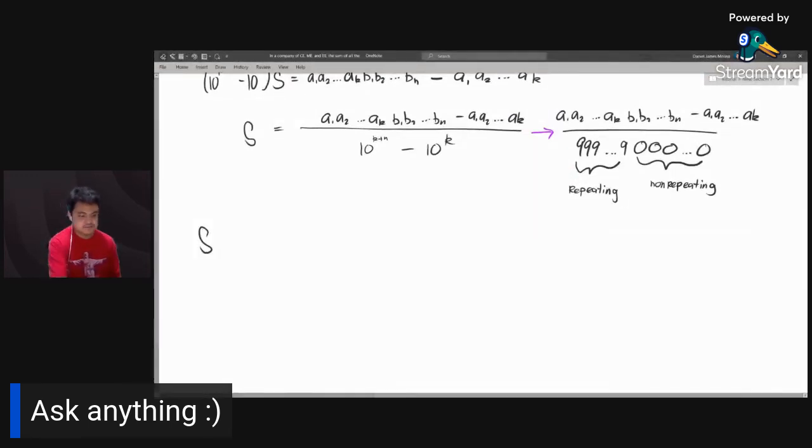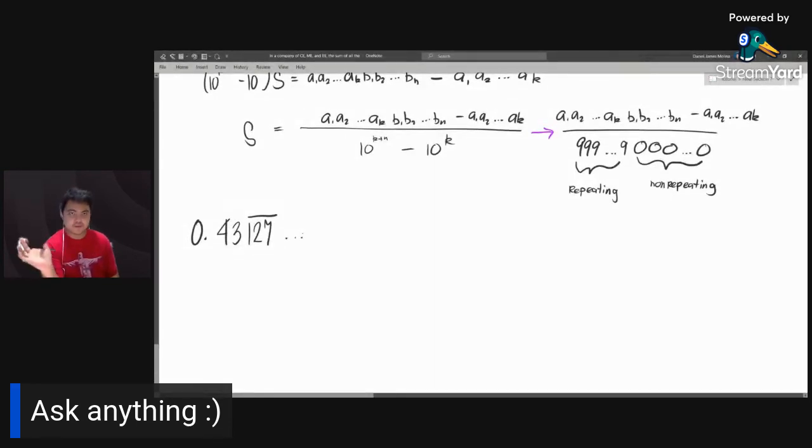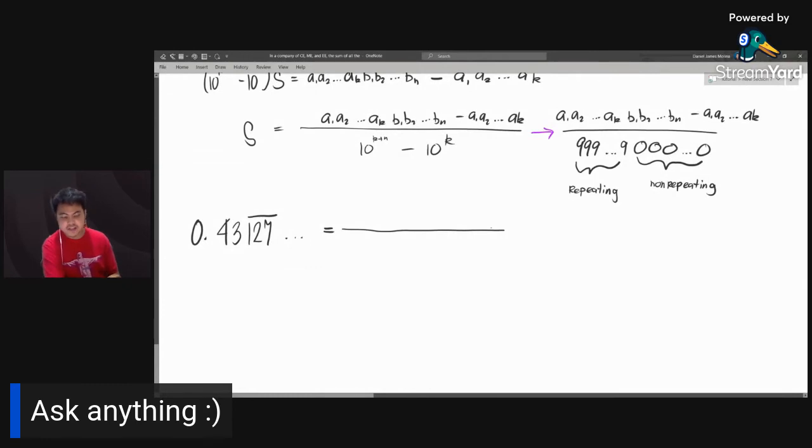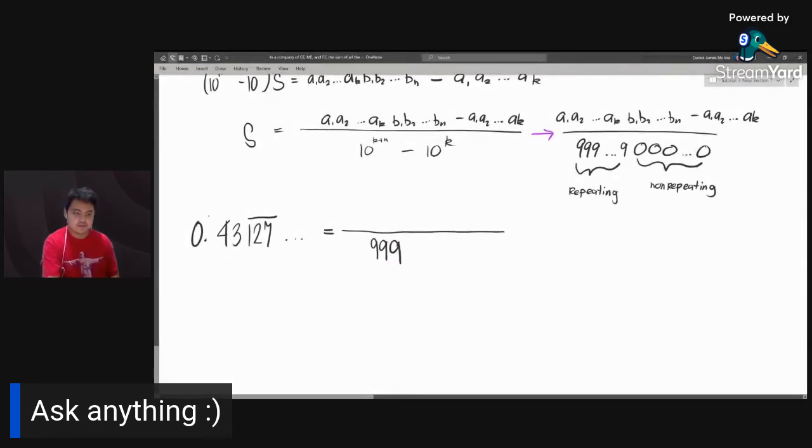Let's have ano ba? 0.43 tapos let's say 127 yung nauulit. 43 tas 127 127 127. Okay. So, gamitin natin yung shortcut. Diba? Ilang digits yung repeating? O di tatlo. Tatlong 9. Diba? Tapos ilang digits yung non-repeating? Siyempre, dalawa lang. So, dalawang 0 yan, no?